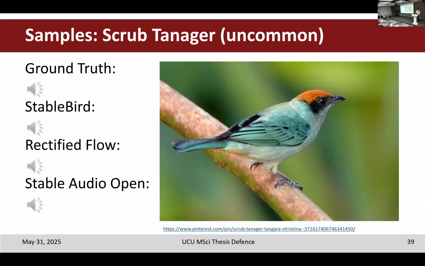Then there is an uncommon bird called scrub tanager, and here are its real samples. Here are stable bird generations. And rectified flow generations. And finally, stable audio open's.